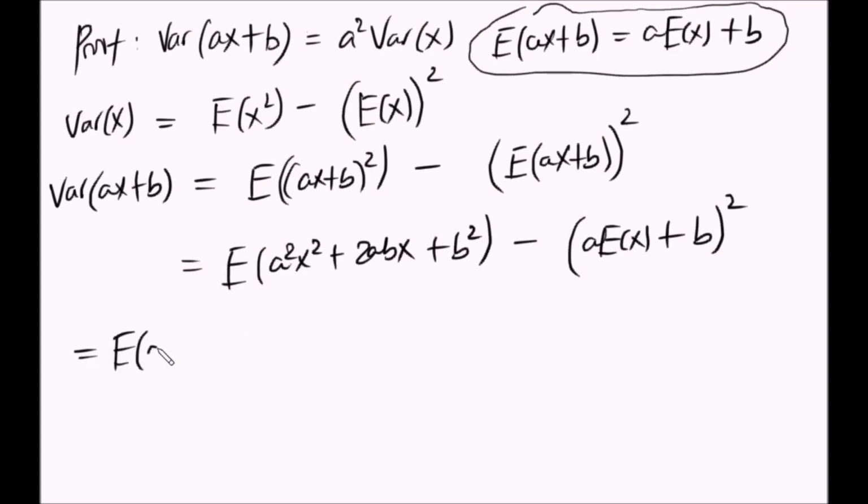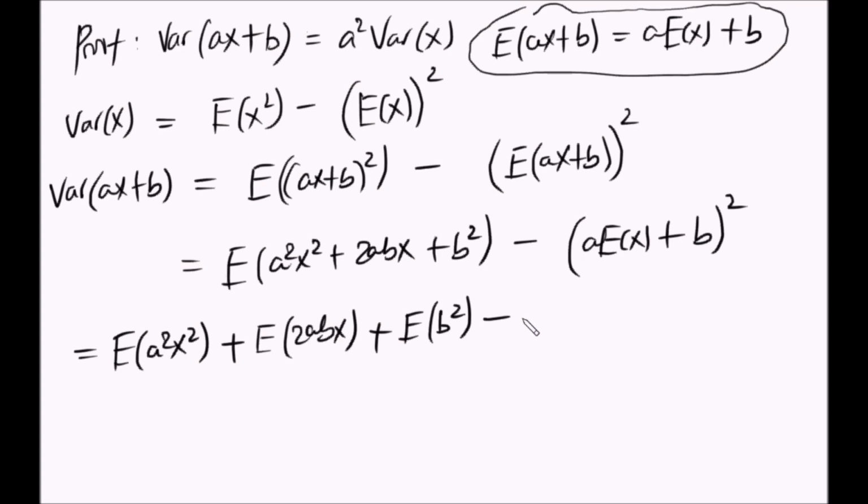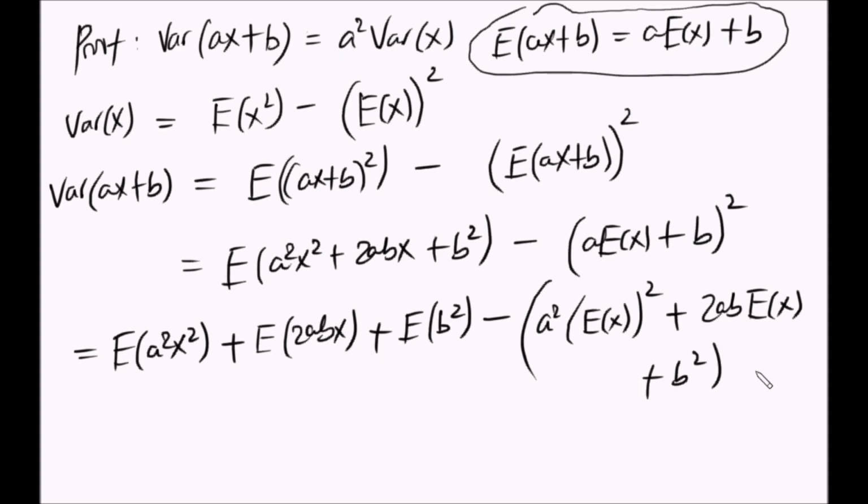It's gonna be expectation of a squared x squared jumlisha expectation ya 2abx jumlisha expectation ya b squared minus, so nikisquare hii nitapata a squared expectation of x squared jumlisha, so kuna bano kubwa hapo, so jumlisha 2ab expectation of x alafu jumlisha b squared. Yeah, kama hivyo. So all of this is sana variance of ax plus b.